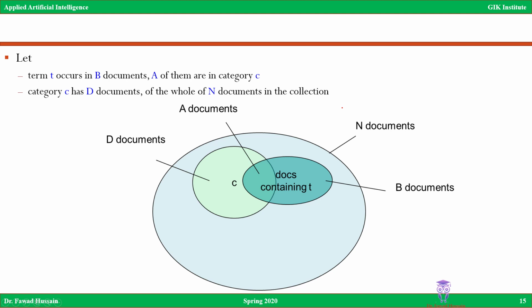Alternatively, this is a visual representation of whatever I am doing. So this here is the set of all the documents that I have. So there are n documents in total. Category C has D documents, and those documents that contain T are B in number. Some of them may belong to category C, some may belong to other categories. So this is an independent number of documents having the word T. Some of them may overlap with this category, some may not. And those that overlap are A. So once I have this A, B, C, D and N, I can simply calculate all the probabilities as given here.